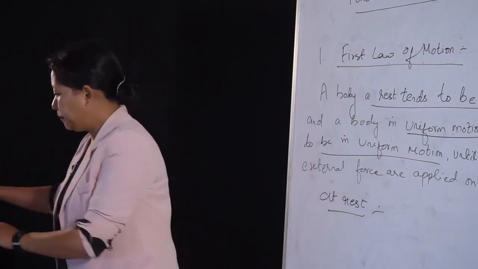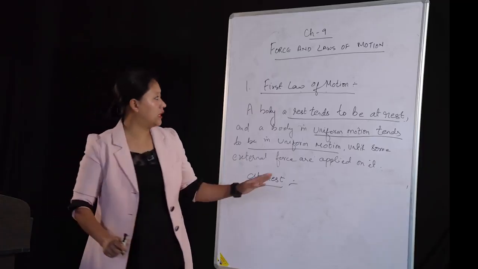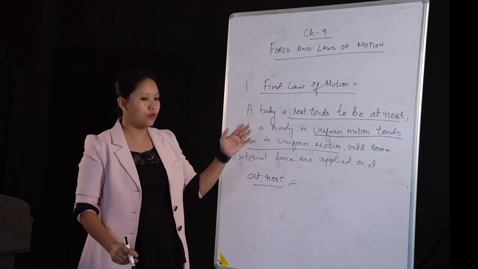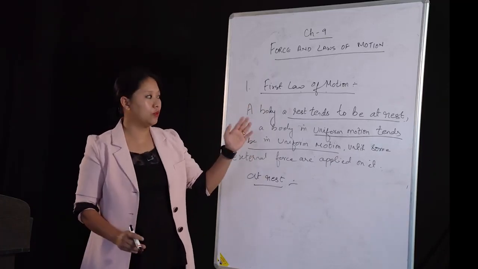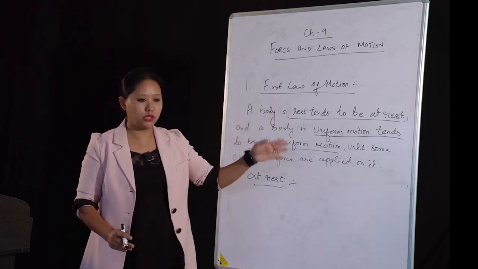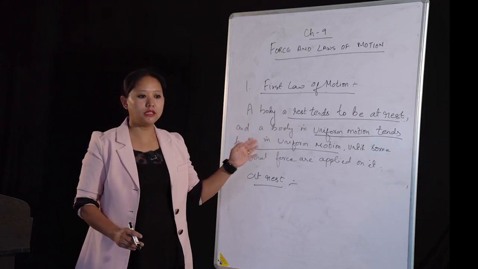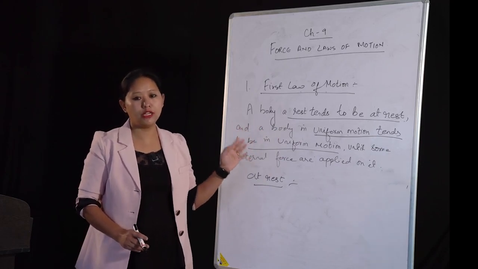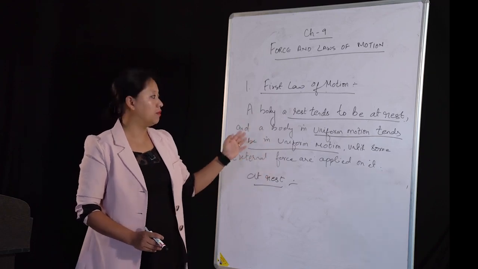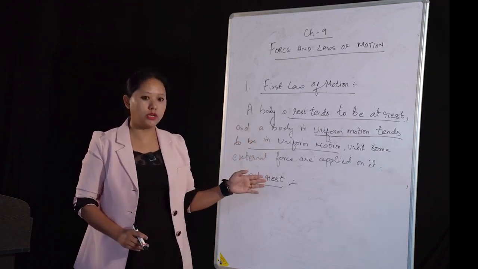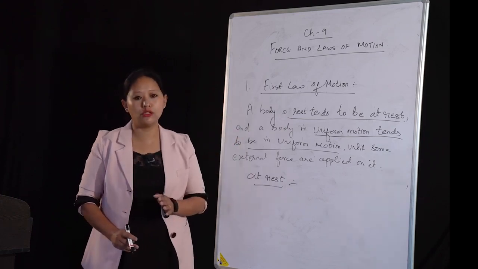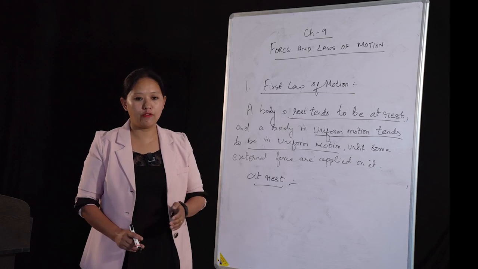So here, this is known as Newton's first law of motion. We have learned the tendency of a body at rest to remain at rest and of a body to be in uniform motion. This tendency is nothing but what we call inertia. And that is why the first law of motion is also known as the law of inertia.